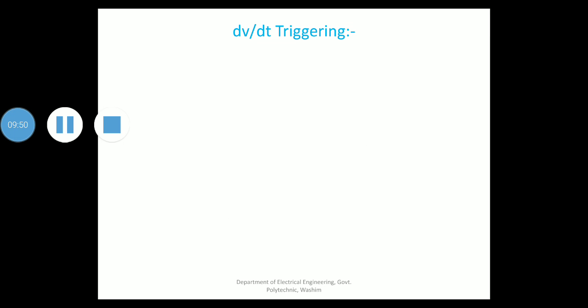Now the next method is dV by dt triggering. People often get confused between the forward voltage triggering and dV by dt triggering. So let us learn about the concept of latching current.